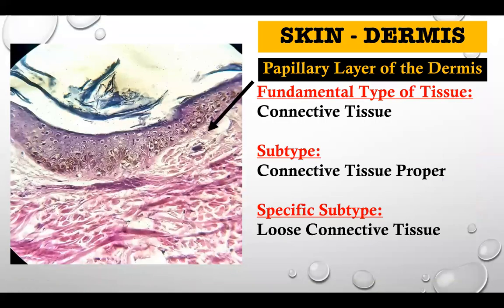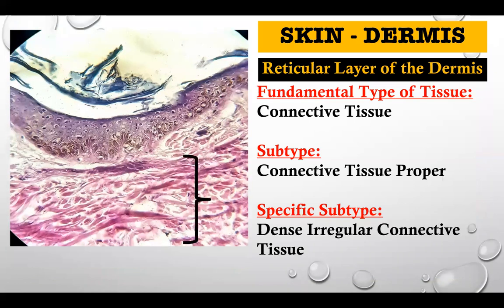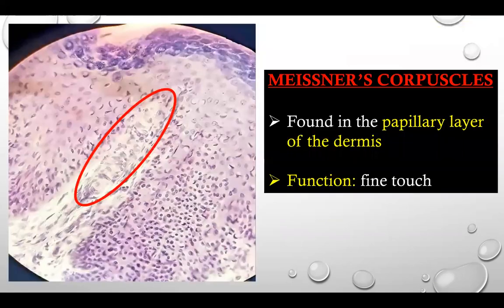When we ask what is the parenchyma, what is the fundamental type of tissue of the papillary layer of the dermis, it is connective tissue. Its subtype is connective tissue proper, and the specific subtype is loose connective tissue. On the other hand, the reticular layer of the dermis, its fundamental type of tissue is still connective tissue. Its subtype is connective tissue proper, and the specific subtype is dense, irregular connective tissue.